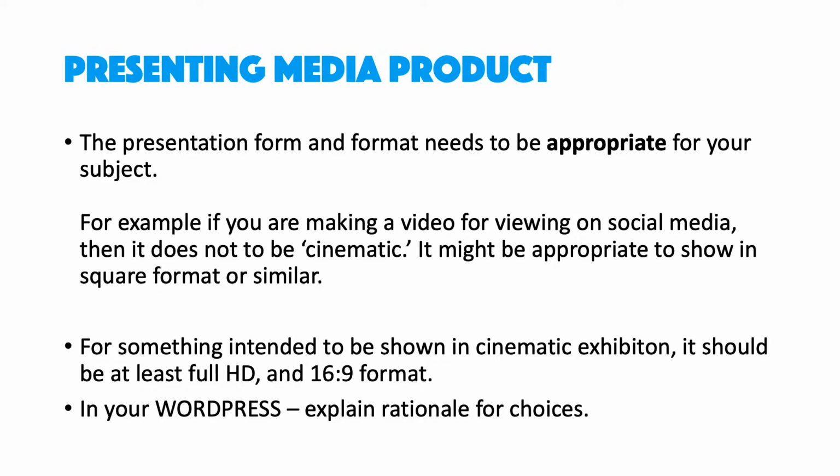So if you're making something that is a very cinematic idea, then obviously it's not necessarily intended for YouTube. If it's something that's intended for YouTube, it will have appropriate sort of tone and style, but also the actual recording format. So if you were going to record it on your phone, that would be appropriate for YouTube. It might not be appropriate for something more cinematic. If you're making a film for social media, as I said, it doesn't need to be cinematic. It could be square or some other format. And in your WordPress, you need to make the rationale for your choices.